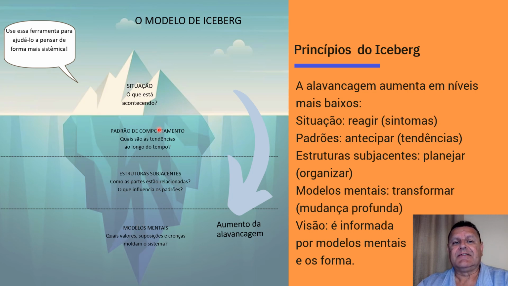So at the level of patterns, we can anticipate trends. At the level of structure, we can organize. And so the point of the iceberg is that we want to think through this in a systematic way, so that we think, well, this event happened, what pattern are we seeing, what are the structures that underlie that, and then what mental models might be influencing those structures. So ultimately what we see is that mental models drive so much of what happens in an organization from a systems perspective.